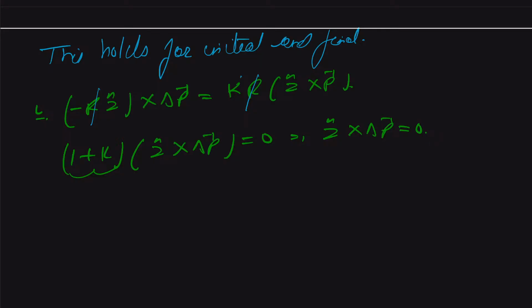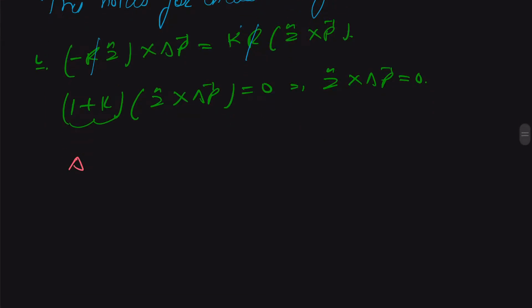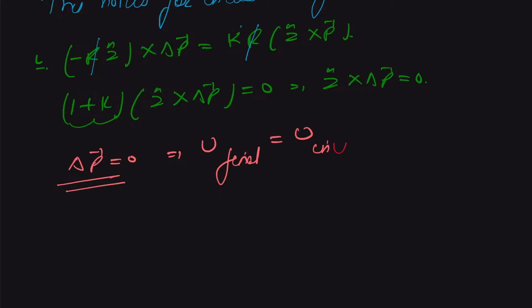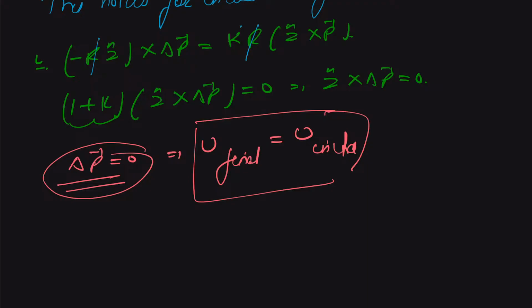And from here we can furthermore say that our delta p is equal to 0, and this delta p is nothing but our change in linear momentum. So therefore we can say that our velocity final should be equal to velocity initial. Under this condition only, the change in the linear momentum will be equal to 0.